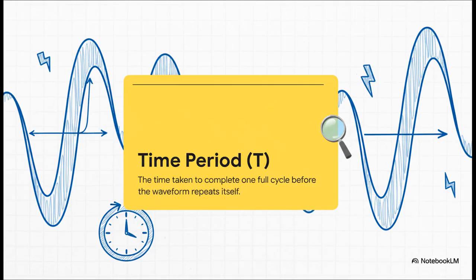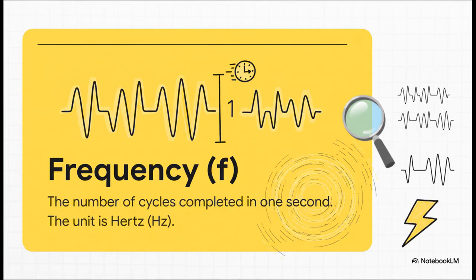All right, next up we have the time period. This is just how long it takes for the wave to complete one full cycle, say from one peak all the way to the next peak. It's the duration of that single repeating pattern. And that leads us directly to frequency. So if the time period is how long one cycle takes, frequency is how many of those cycles are happening every single second. We measure this in hertz.